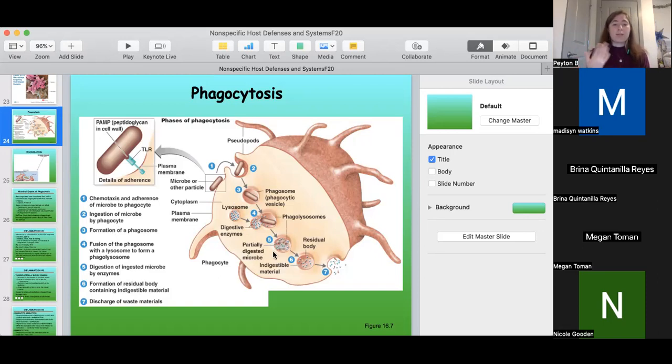And so step 5 is the cell digesting the microbe. And then 6, formation of the residual body containing the indigestible material. And step 7 is the discharge. So steps 1 through 3 work with the getting in the taxi thing. Step 4 through 7 is literally just regular digestion. So you digest it, and then the parts that the cell can't digest, they get pooped out. So it's like cell pooping.